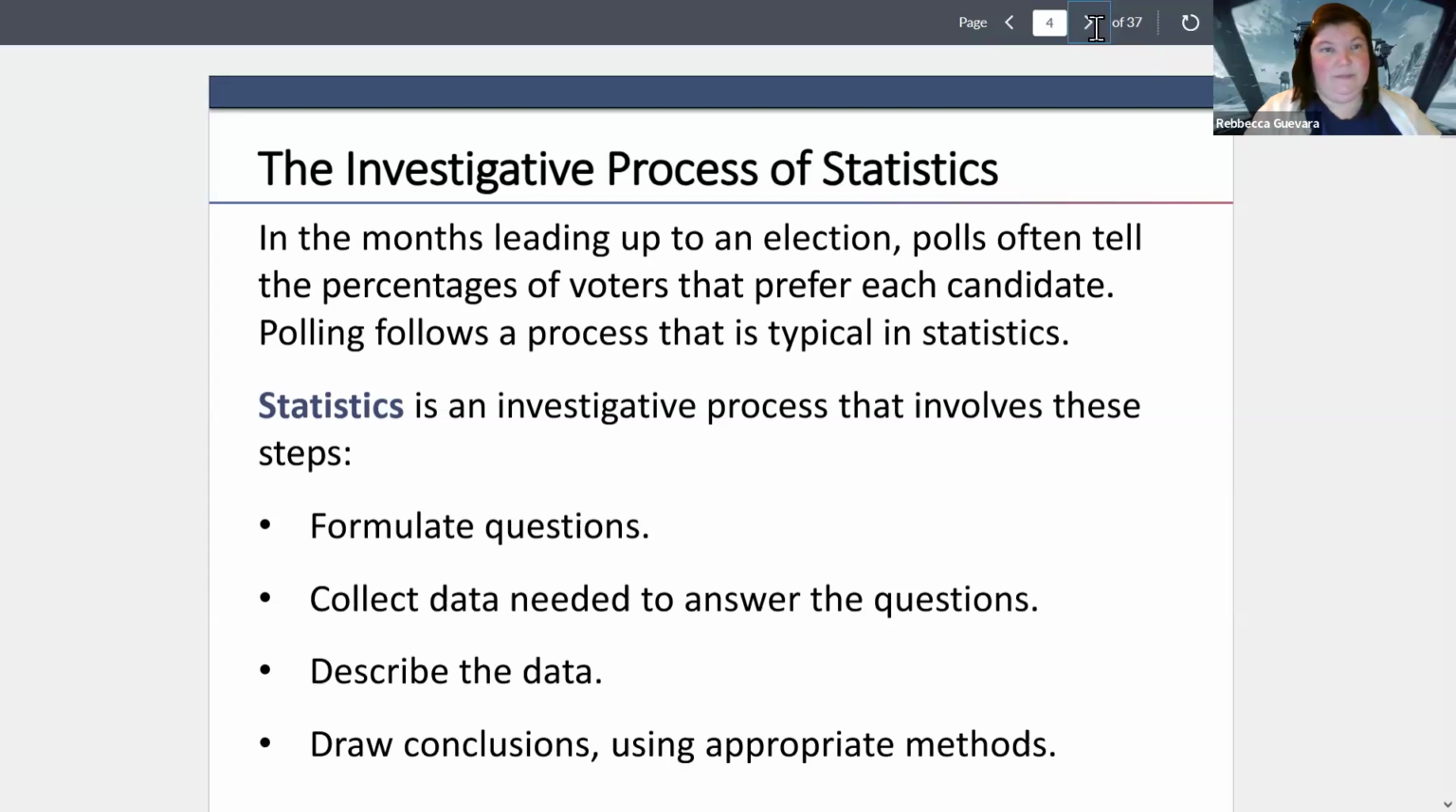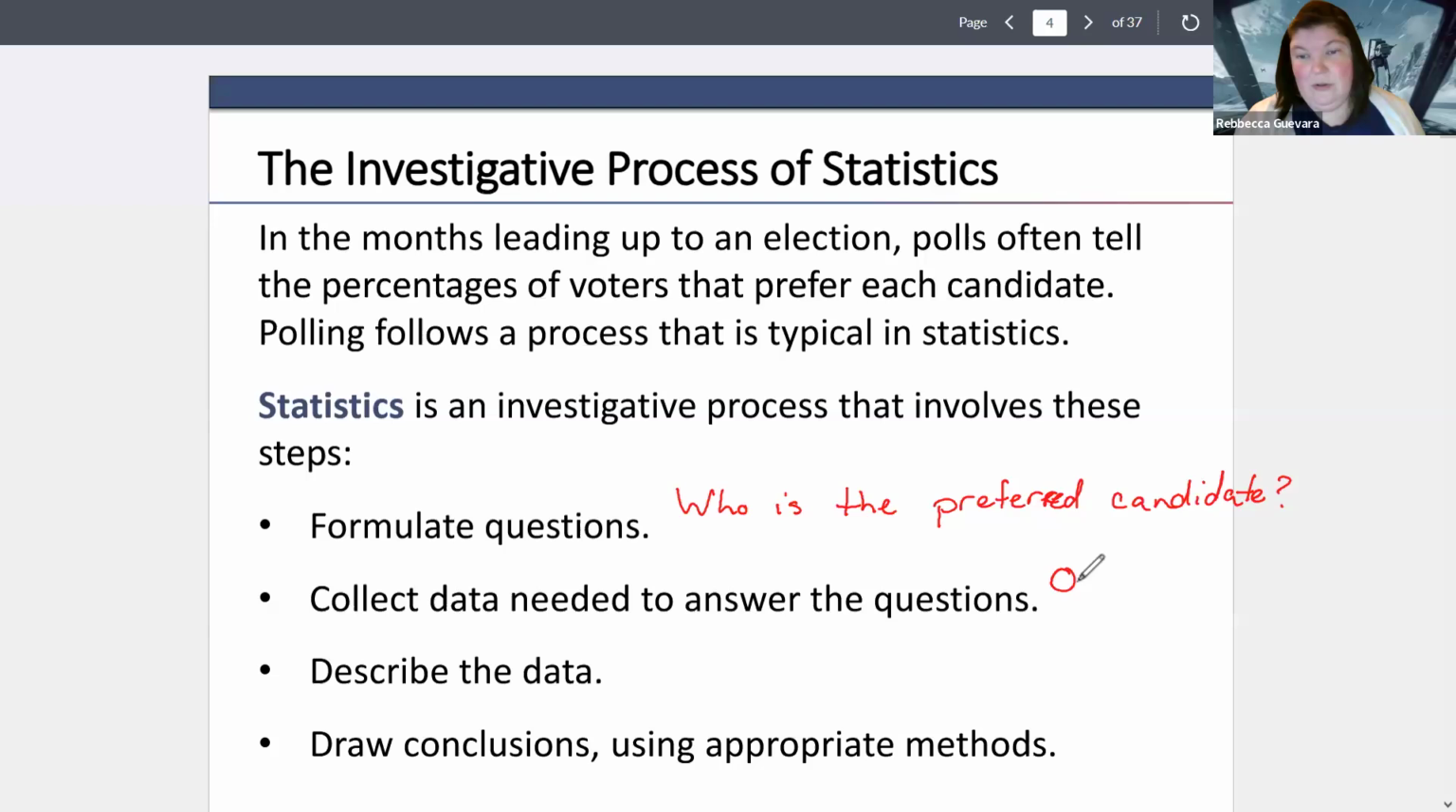In the case of polling, the question we formulate would be, who do they prefer? That's the kind of thing we're asking. So this is the data that we're interested in. Who is the preferred candidate? That would be our question. Then collection of data is needed to answer this question.